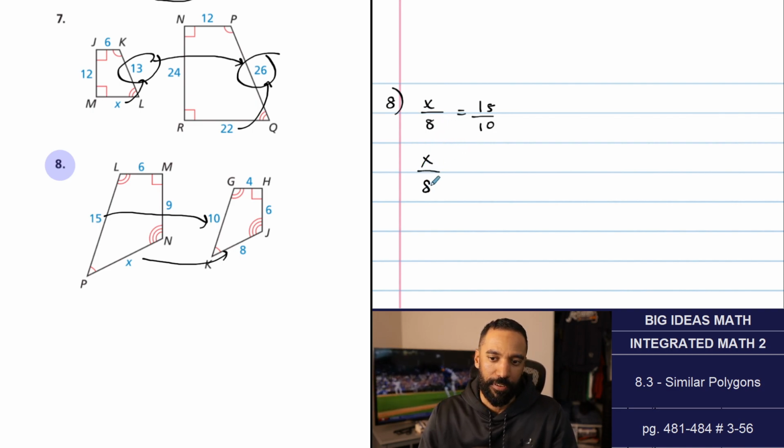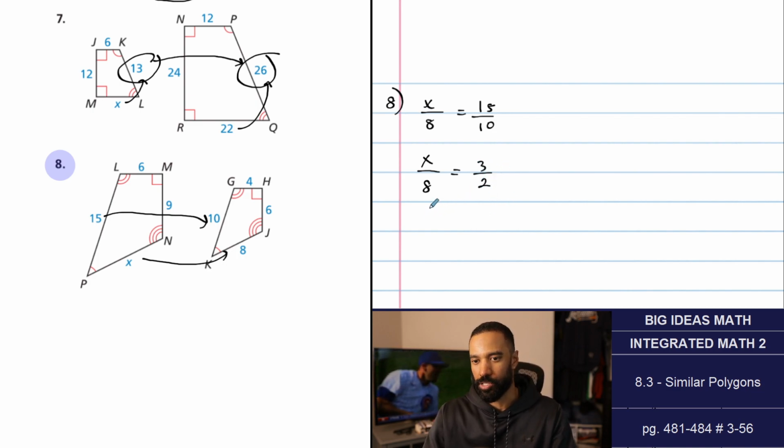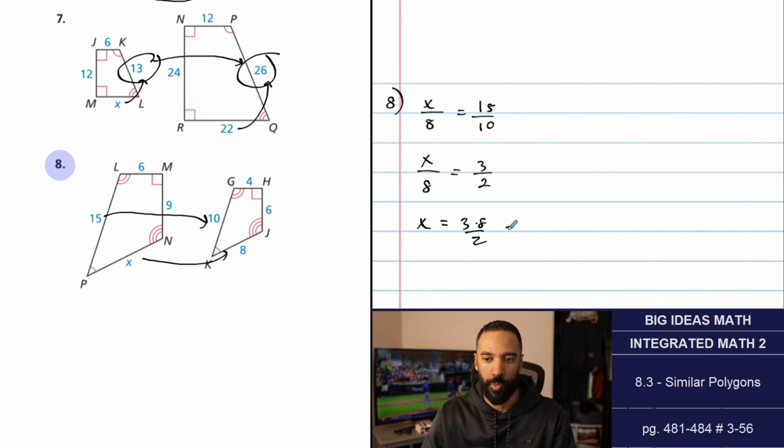Let me reduce the fraction first. One of my common ones that I tend to say just because it's one that I remember most. In fact, I'm going to multiply both sides by 8 right here. 3 times 8 over 2. 24 over 2 is 12. X is 12.